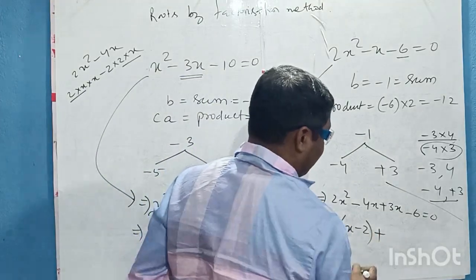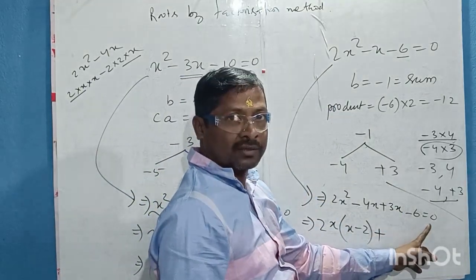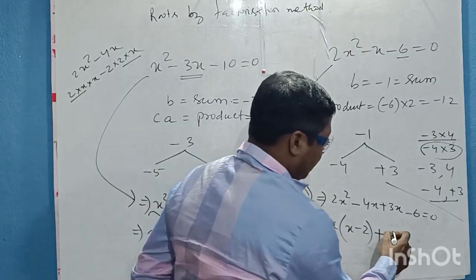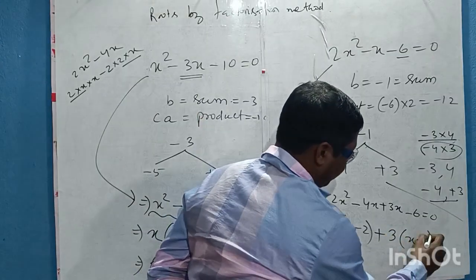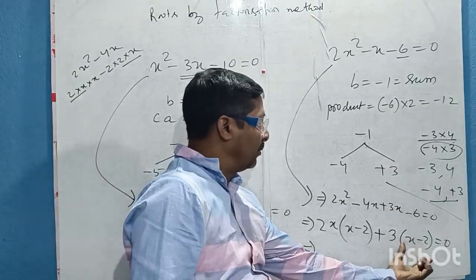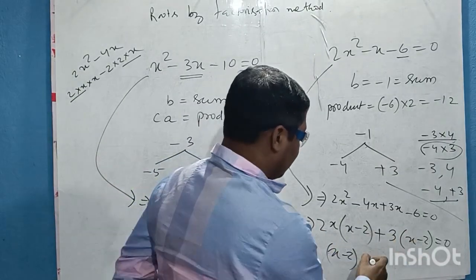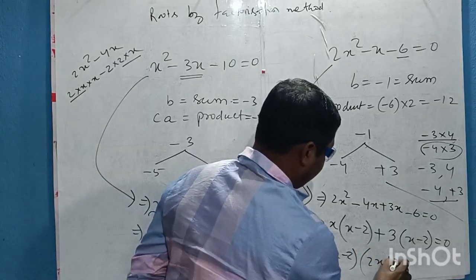Then taking common from this, 3 into x, 2 into 3. What is common? 3. 3 times x minus 2. Okay. Now from these two terms, what is common? x minus 2 is common. Here also x minus 2. The rest will be 2x plus 3 equal to 0.